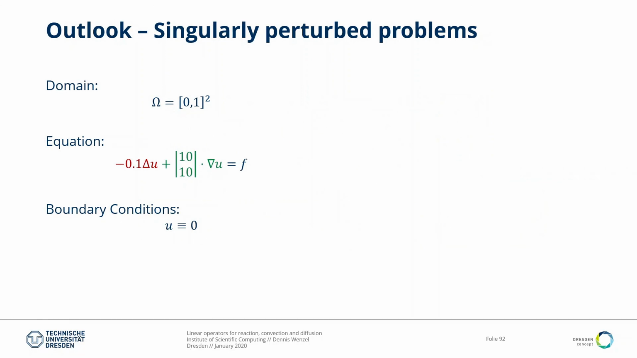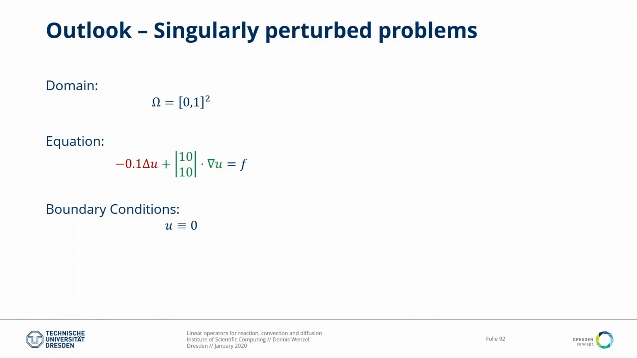Outlook, singularly perturbed problems. So yeah, we take this setup and create a problematic one out of it. Why? Because the reason why I'm doing this is because I want to motivate that not everything is great right now. So we have created a very powerful setup to solve our different types of partial differential equations with boundary conditions, but we are still not able to solve all types of problems, or some of them need special attention.